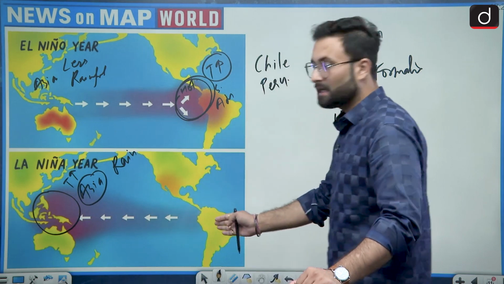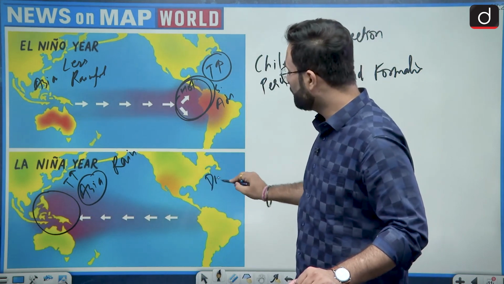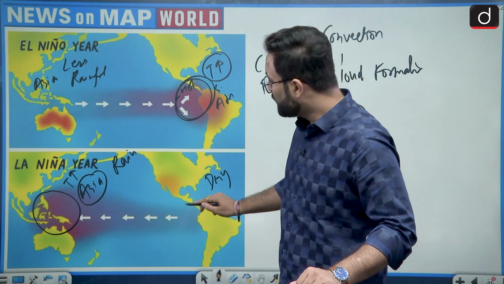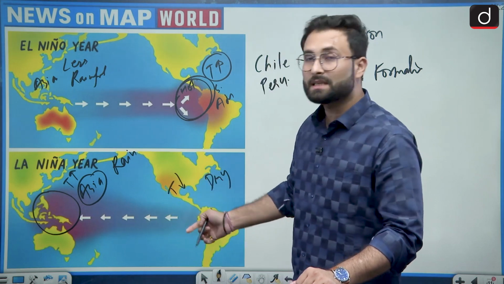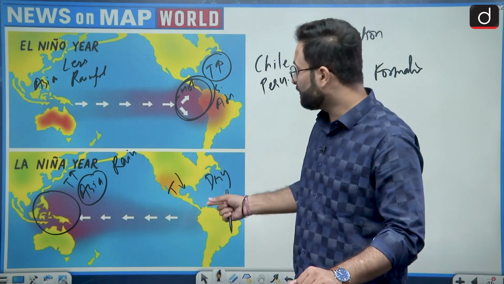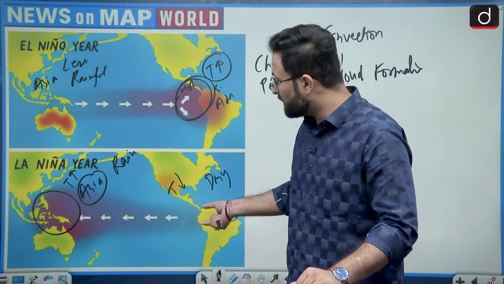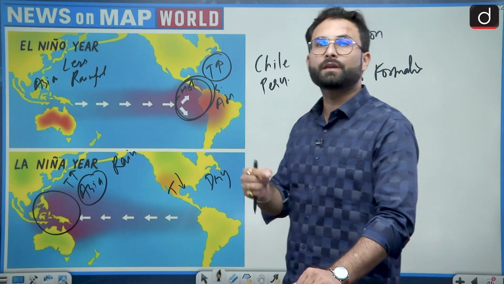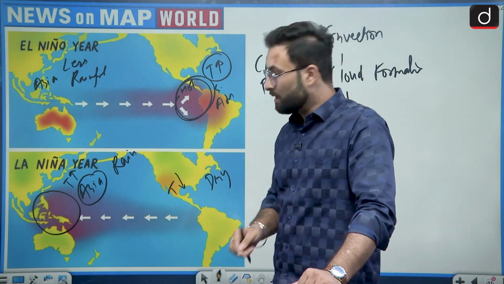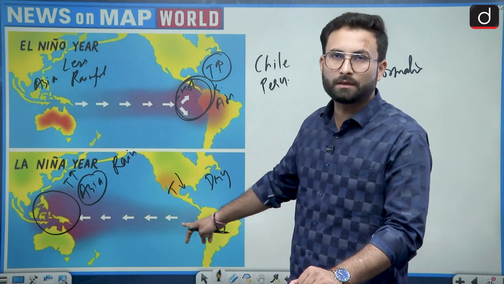And this area will be dry because there will be no rain, first thing. The second thing is that the temperature here will be low. So during the La Nina time, the South American continent, or you can say areas of Chile and Peru, will witness excess cooling. Okay, so that is the phenomenon shown in La Nina's time.